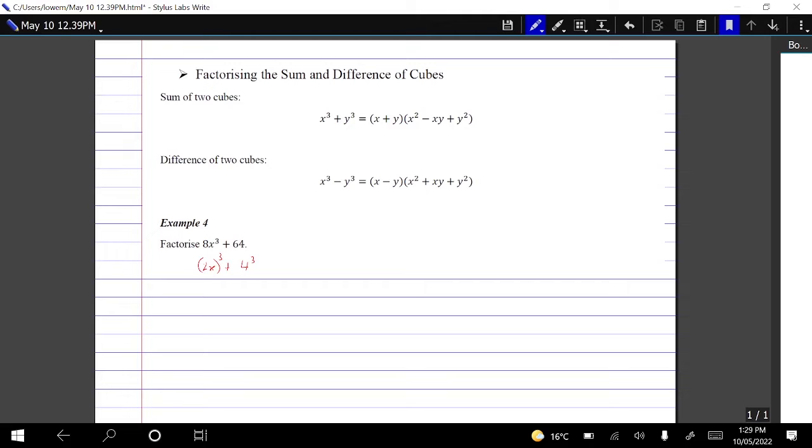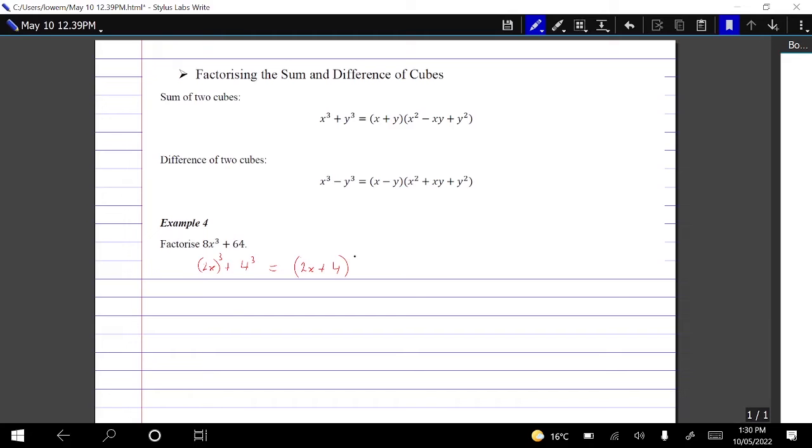With the x cubed plus y cubed, that x is our first term, so in this particular example, the 2x is what would be just the x in our rule. And the y, which is being cubed, is the 4. So we need two sets of brackets, and the first set of brackets will be our x plus y, so in this case it is 2x plus 4.